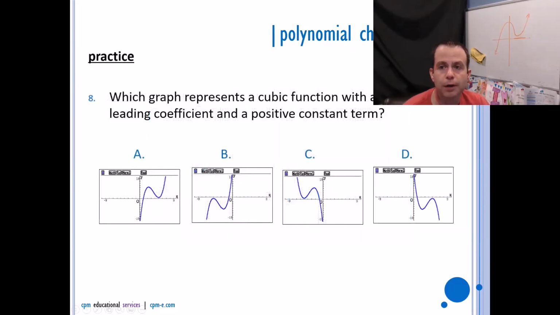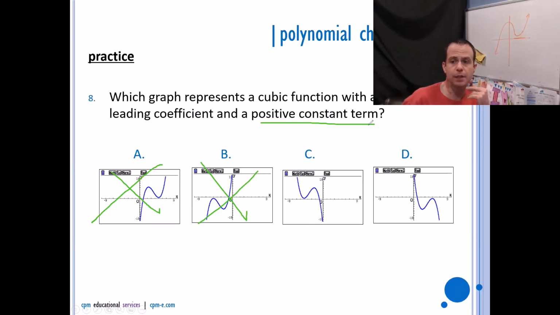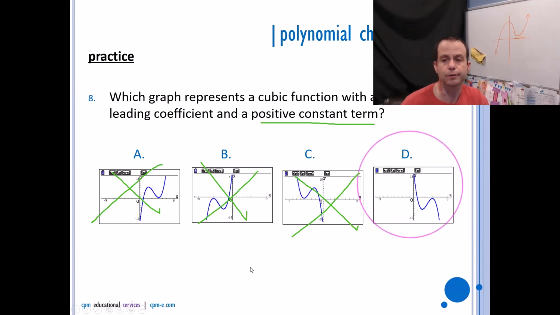Okay, which graph represents a cubic function? Well, they all do. That's the first thing I want you to notice. Okay, with a negative leading coefficient and a positive constant term. So again, a negative leading coefficient means I'm going to end down. So right away, A ends up and B ends up. So those guys are gone. Then I need a positive constant term. The constant term is the y-intercept. So this guy has a negative y-intercept, so C is out. So it looks like the answer is going to have to be D, positive y-intercept and a negative leading coefficient.